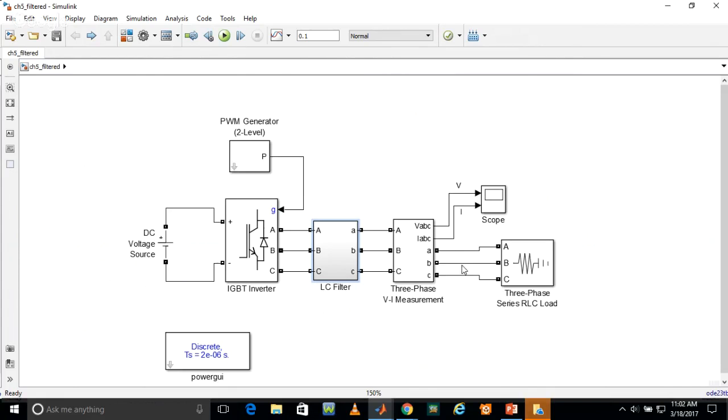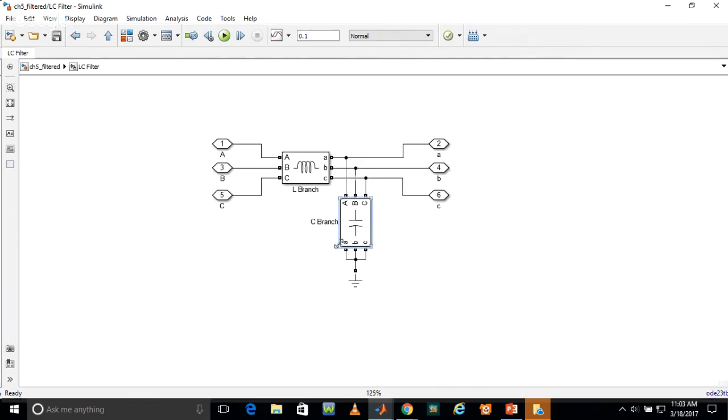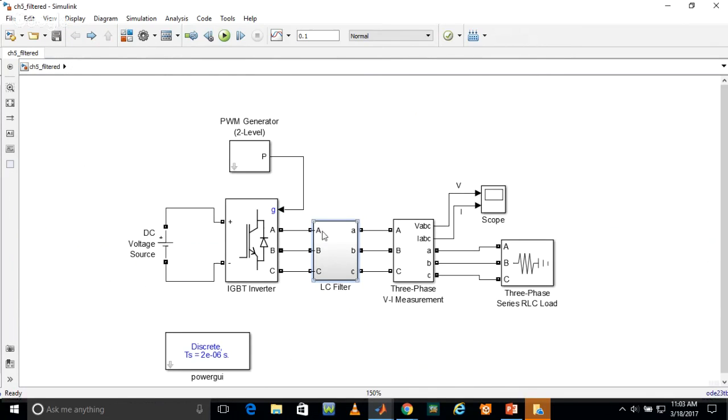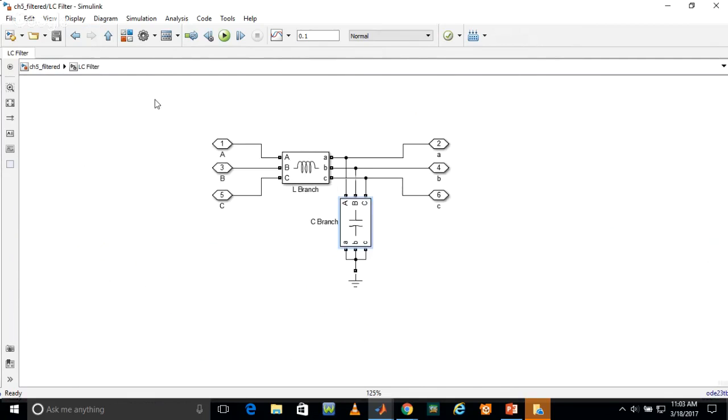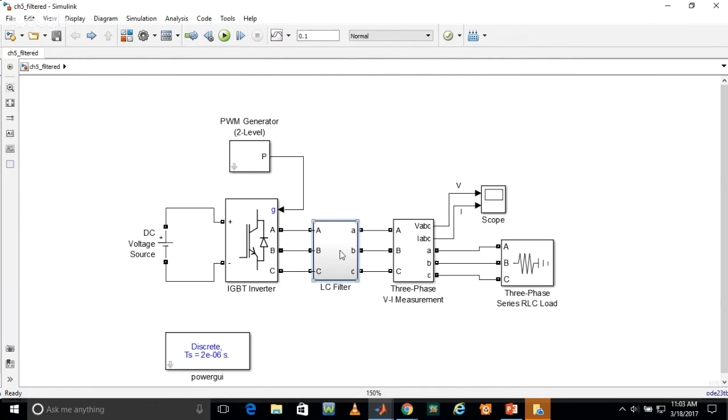In this system, after connecting this, I have made a subsystem. A subsystem is what? If you select all this system and then right click it, here is create subsystem from selection. The moment you click this, it will make a circuit like this. This is the circuit present in our system, right? I have chosen the system like this, and then said create subsystem, and this is how it will look.